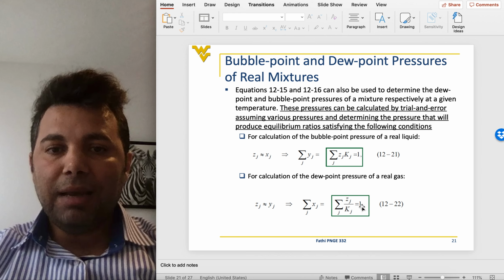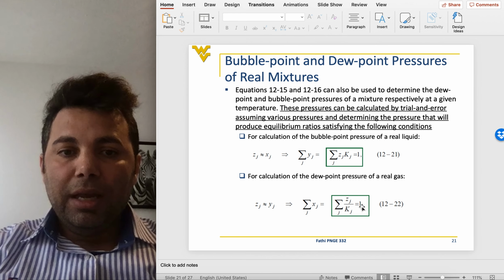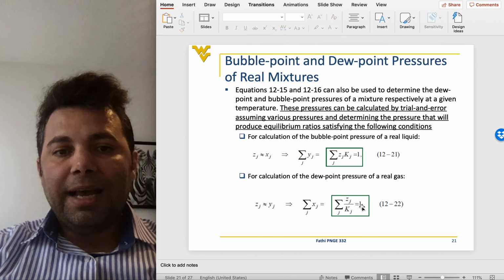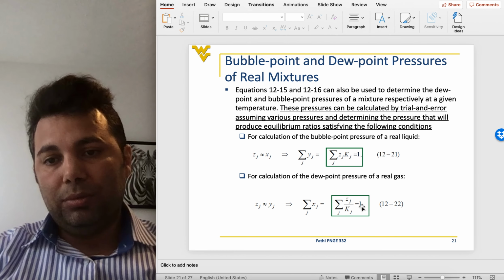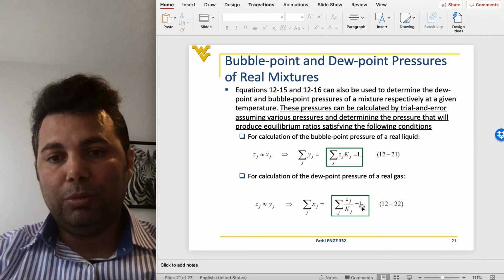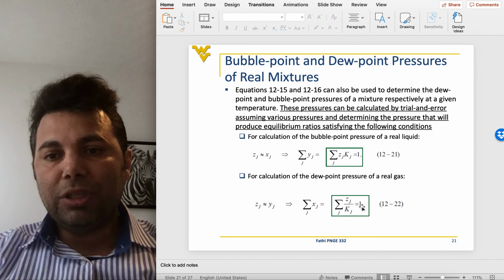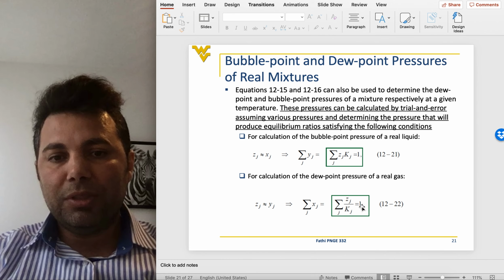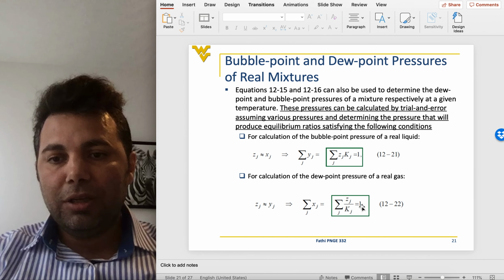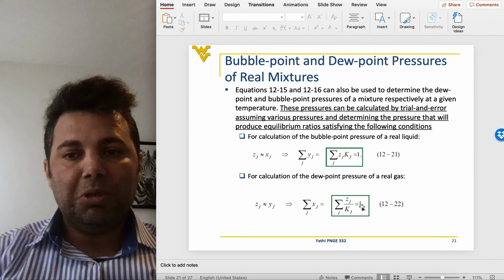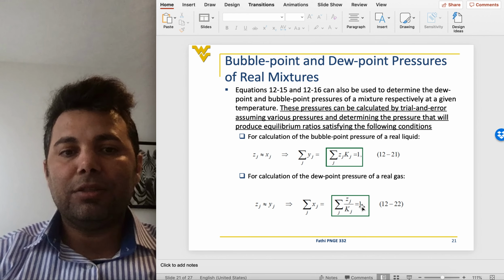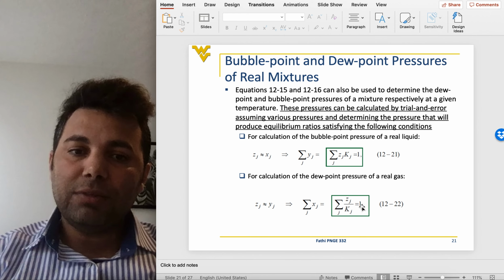In the previous example, I already told you the good guess value for the bubble point pressure and the dew point pressure is the ideal bubble point pressure and dew point pressure. For the ideal solution, it's very easy. We know the bubble point pressure was simply the sum of Zj times PVj. Zj is given, and the PVj I can read from the Cox chart. I can find that summation. That's a very good guess for your bubble point pressure.